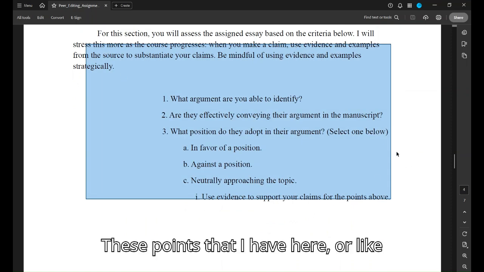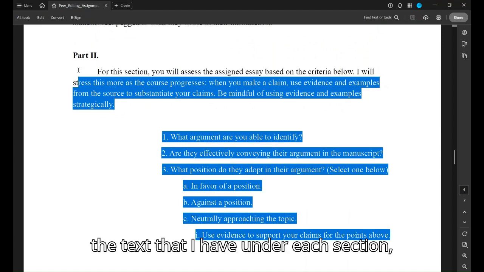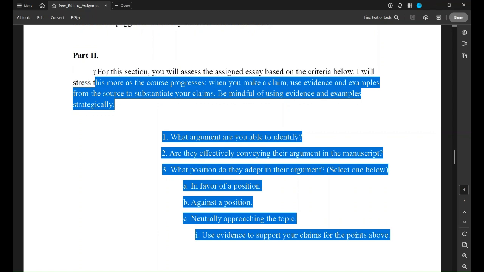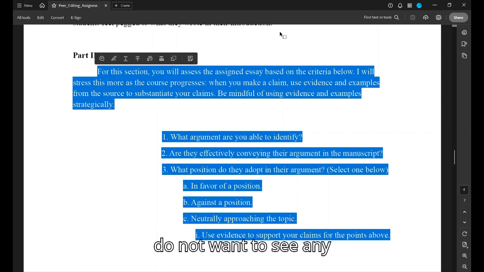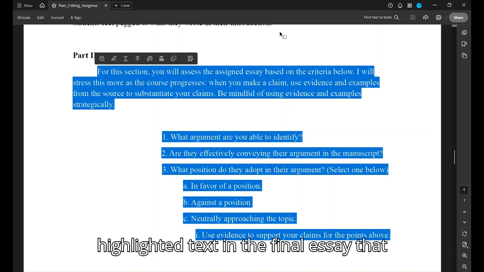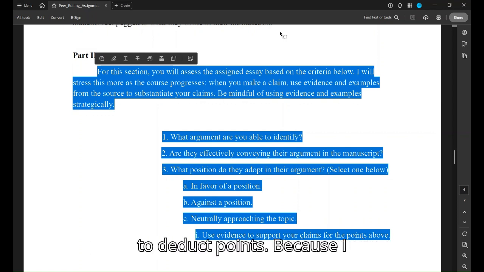These points that I have here, or the text that I have under each section, I'm going to say this more than once. I do not want to see any of the highlighted area or the highlighted text in the final essay that you submit. And if I do see it, I'm going to deduct points.